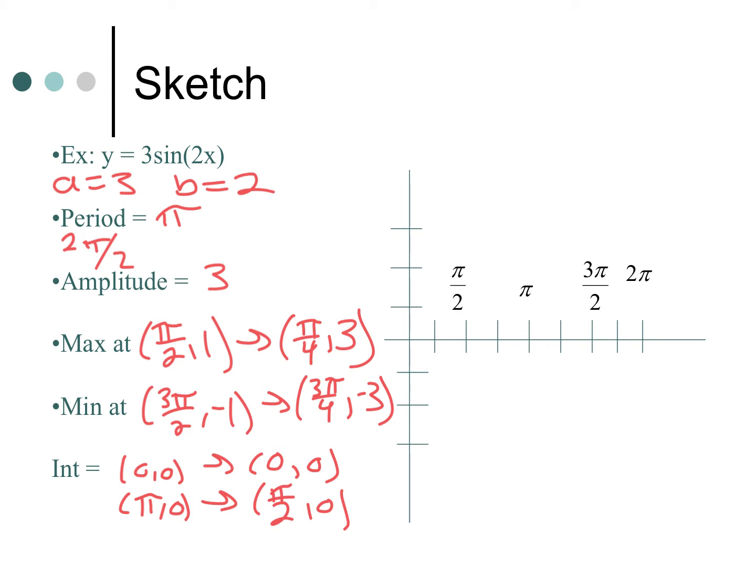And then for our last intercept, we had 2 pi comma 0. Again, that's going to be horizontally compressed to be pi, 0 because we're multiplying our 2 pi by a 1/2.